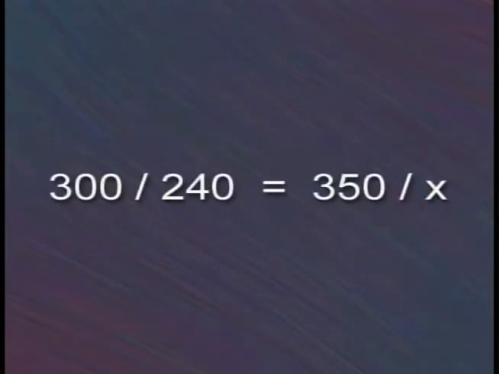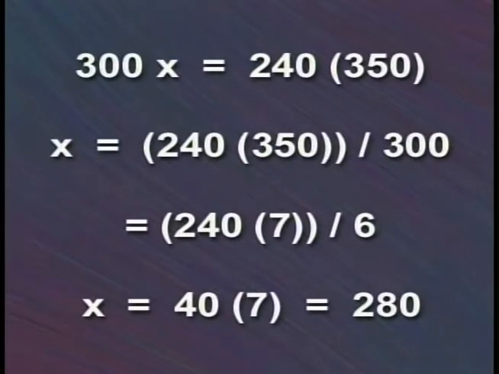Since the proportions are equal, let's set up an equation and then solve it. The equation is 300 divided by 240 equals 350 divided by x. Cross multiply to obtain 300x equals 350 times 240. Divide both sides by 300. Now cancel or use your calculator to solve for x.